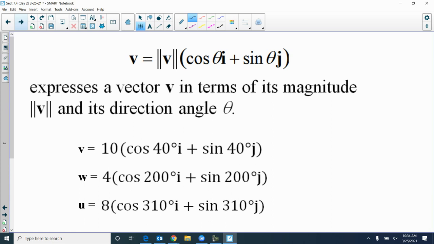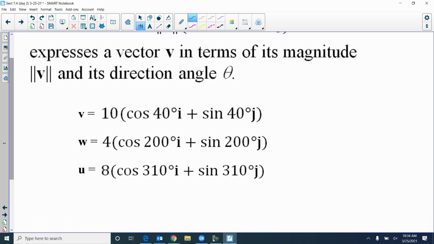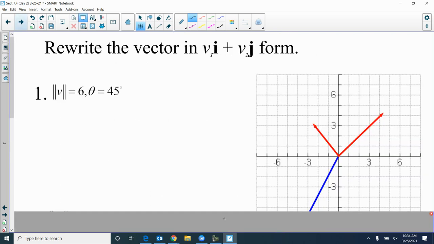So V is 10 times cosine 40I plus sine of 40J, because the 10 will distribute to both of those. W would be 4 times cosine of 200I plus sine of 200J. And then U would be 8 times cosine of 310. So now what we want to do is work between the two forms.